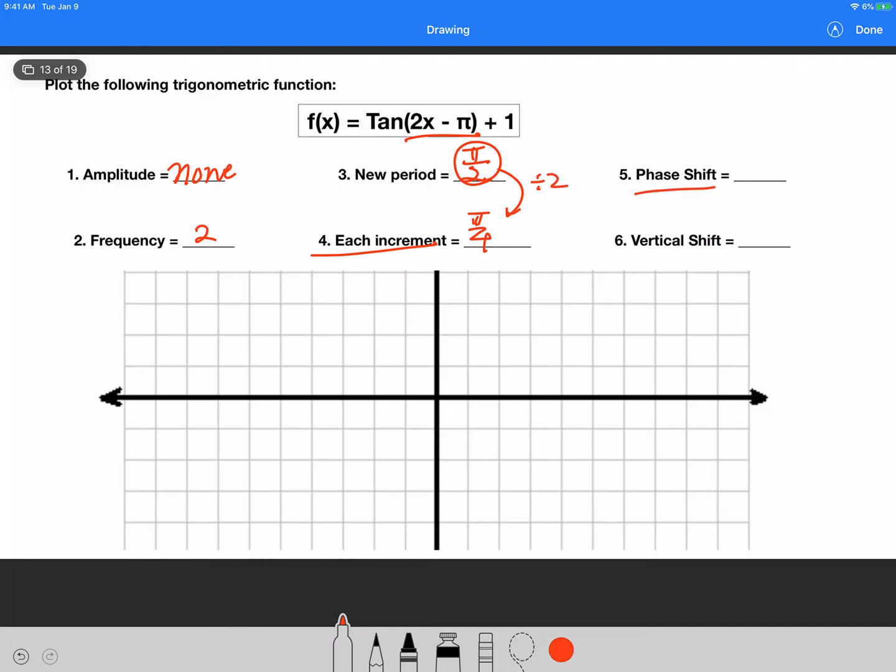The phase shift will not be pi units to the right because we haven't factored out the 2 yet. So if we factor out the 2, what goes in the parentheses? It becomes x minus pi over 2. So your phase shift is actually pi over 2 to the right, not pi. The vertical shift is just 1 unit upwards.